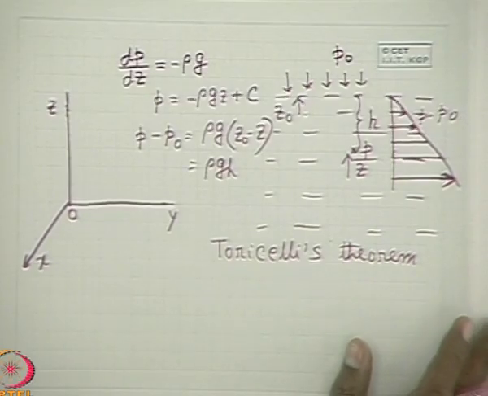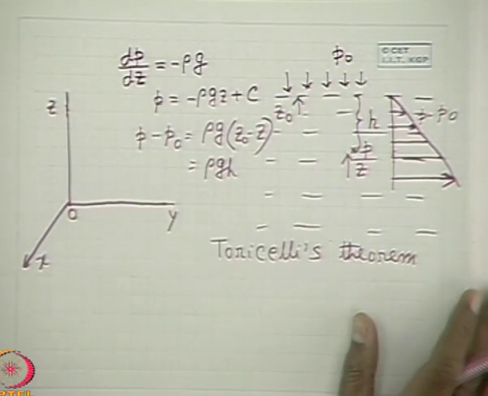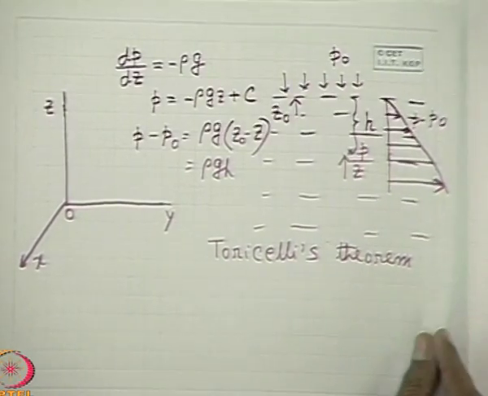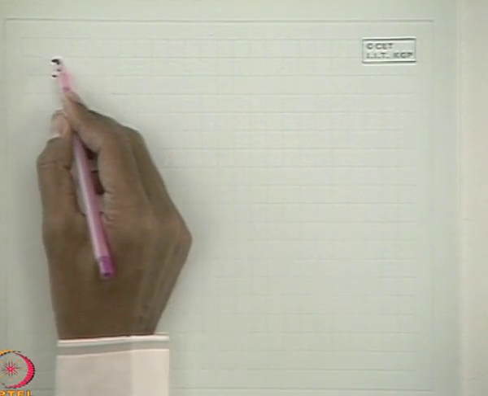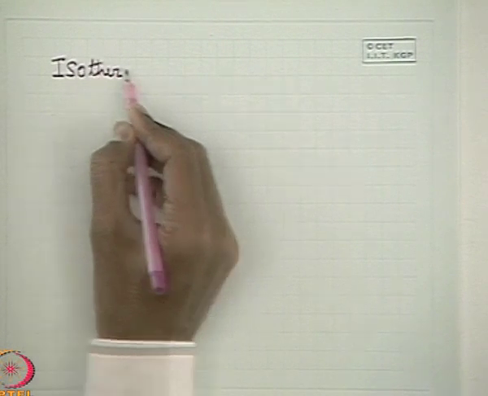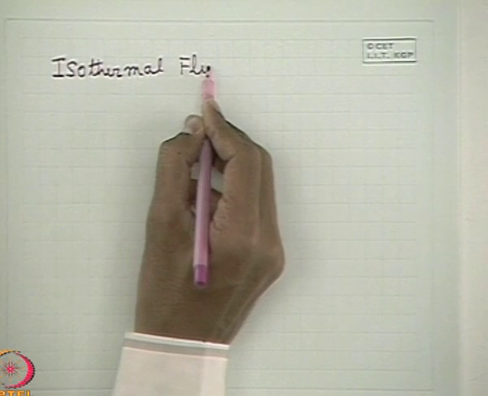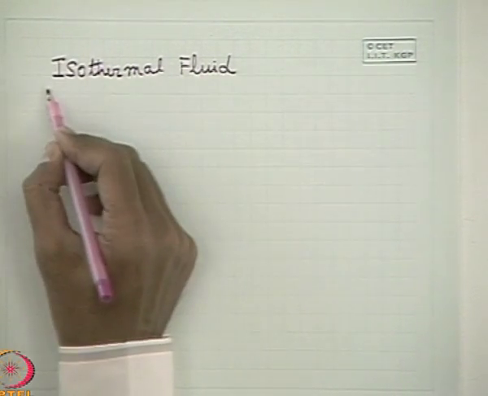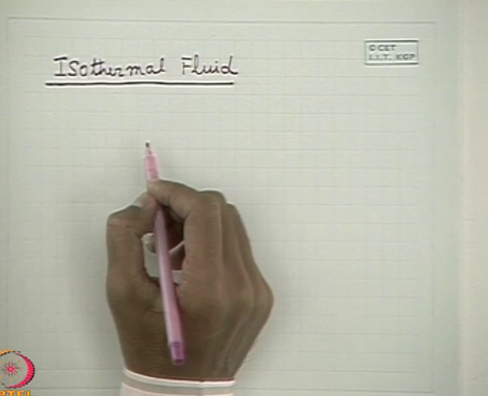Now we will find the similar explicit relationship of P with z for compressible fluids. This is simple mathematics, not much fluid mechanics is involved. We first consider an isothermal fluid. Compressible fluid means one whose density changes. An isothermal fluid means a fluid at rest where the density changes but the temperature remains constant.